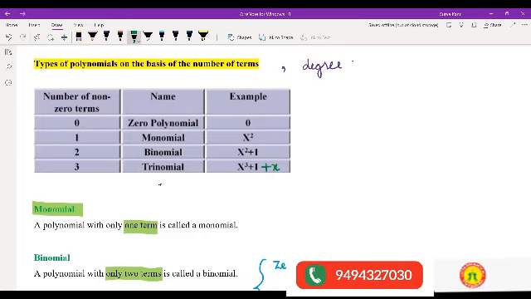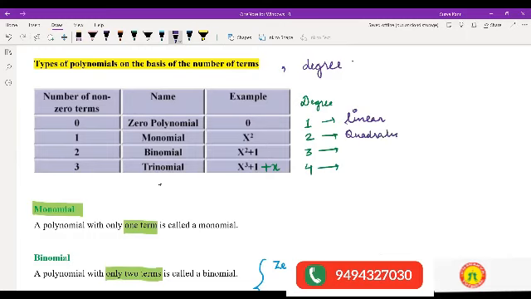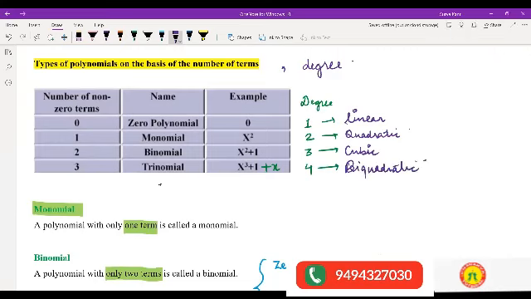So next is according to degree. I'm writing here degree. If degree is 0, that is a constant term, you know, right? If degree is 1, if degree is 2, if degree is 3, if degree is 4, what do we call it if degree is 1? Linear. Linear polynomial. What about 2? Quadratic polynomial. Third one is? Cubic. And fourth one is? Biquadratic.